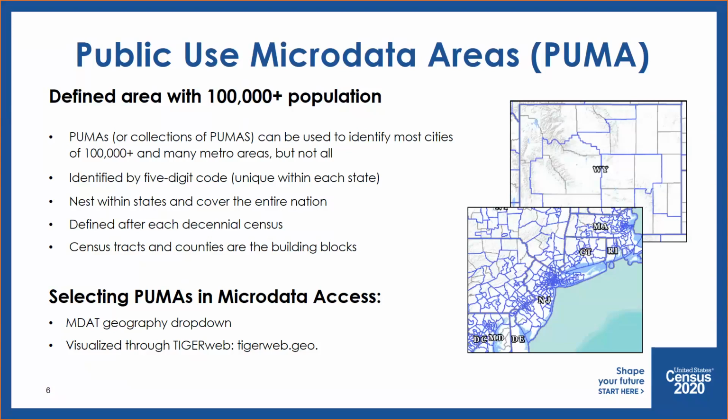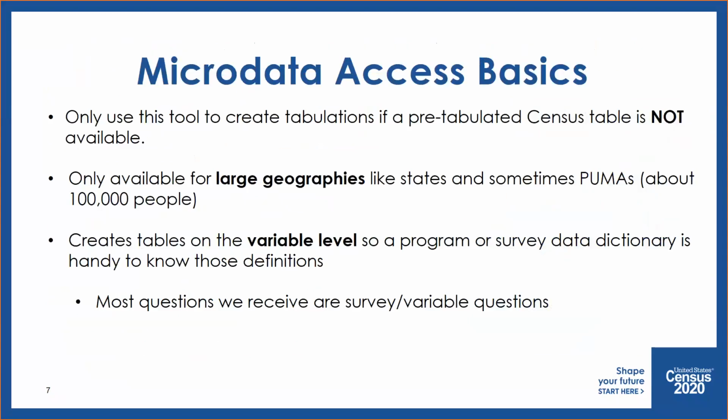So how do you select PUMAs? You can select them in our drop-down, which I'll show you, that has the fully qualified name. And you can also visualize them through TIGERweb Services. That gives you more of a spatial look at all of the PUMAs, and then you can drill down and figure out which one you're looking for. So there are two options from there.